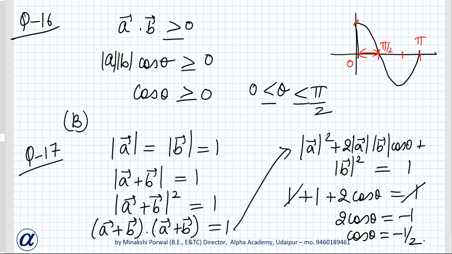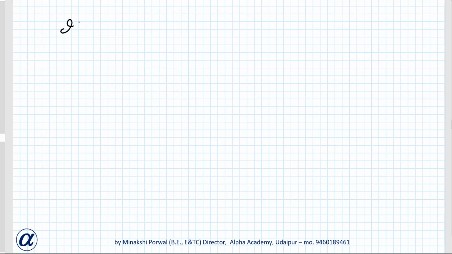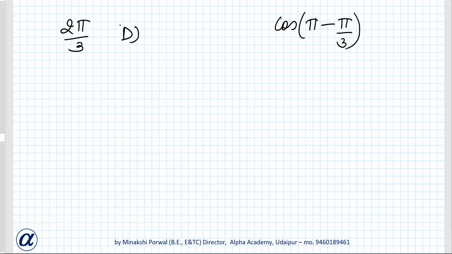Negative value of cos, that means theta will be 2 pi by 3. Cos of 2 pi by 3 will give us a negative value. So D is the correct answer in this one.